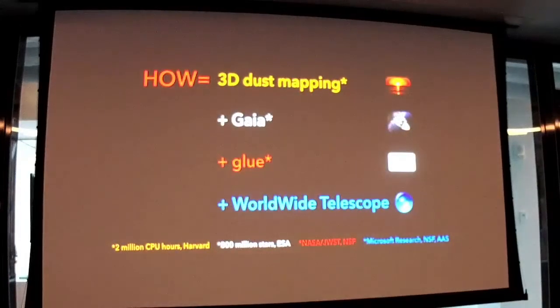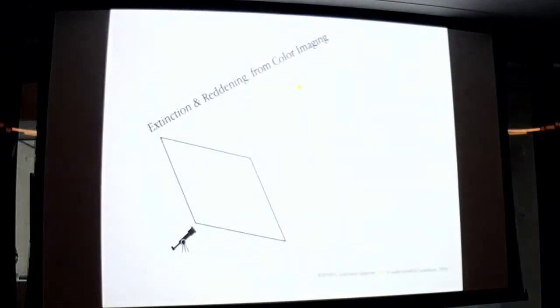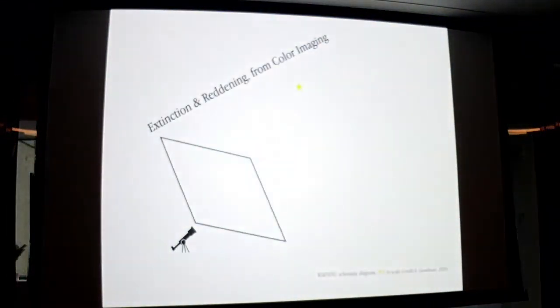And so the way that this worked was this new technique, which is called 3D dust mapping, a new satellite spacecraft called Gaia that's measuring the three-dimensional positions of 1 billion stars. But this is not about the positions of the stars, it's about positions of gas. I'll show you in a minute. The software called GLUE and the software called Worldwide Telescope. Okay, so in one slide, how does this amazing data science technique for measuring distances to gas in interstellar space work?